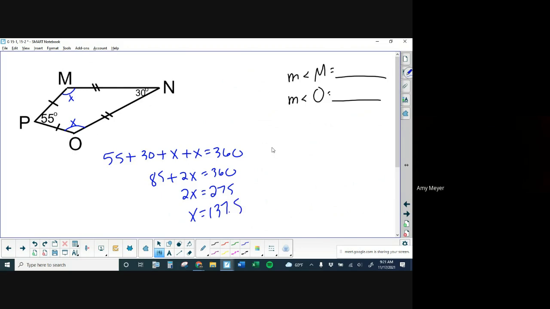You don't have to show this work. You can grab your calculator, type in 360 degrees minus 30 minus 55. That leaves me with 275 degrees left. And we can't use our phone. If there's 275 degrees left and they're both the same, divide by 2. That means one of them is 137 and a half, and they both match. So they're both 137 and a half.